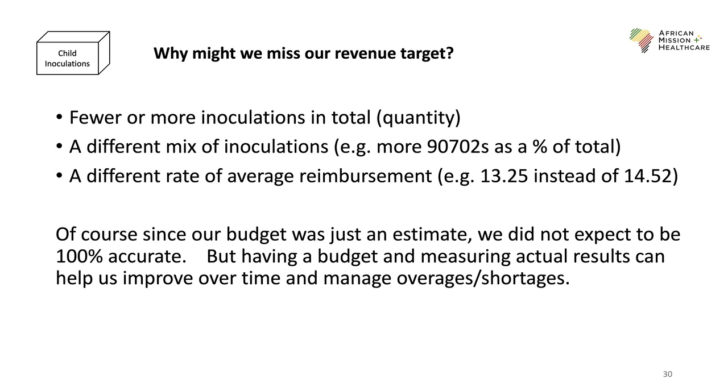A different mix of inoculations. So as you noted, there were different product codes, and we might end up doing more of a certain type of inoculation than other types of inoculation. And we might also get a different rate of average reimbursement for inoculation. So instead of getting the $14.52 that we had in our model, we might get $13.25 per inoculation as an example. And again, we didn't expect to be 100% accurate, but having the budget, we can assess why we were off, looking at these three categories of reasons, and then use this to manage effectively going forward.